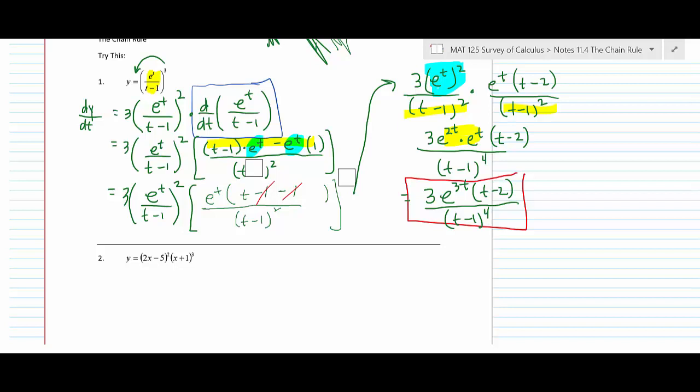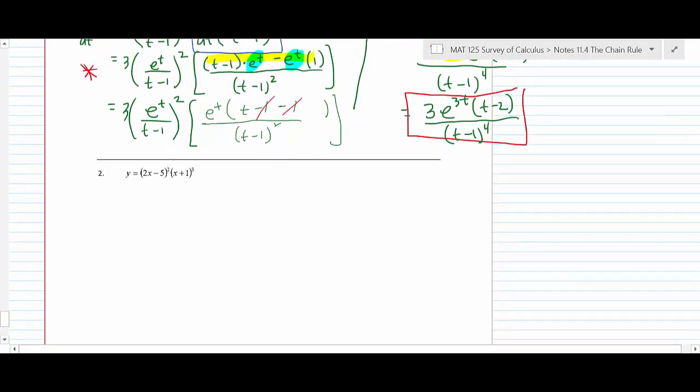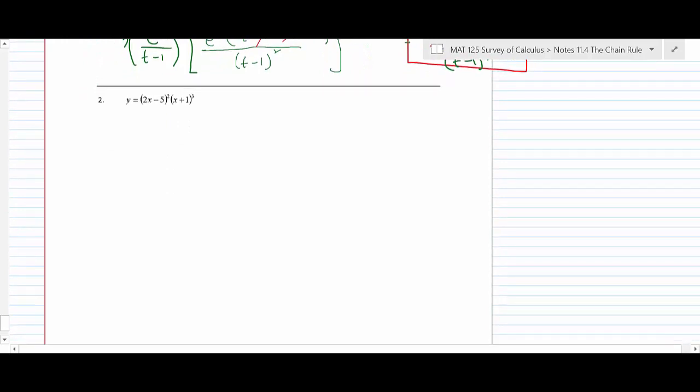Okay, because you don't want to just stop at that calculus step. See, we were already done right there with the calculus. The rest of it's algebra. Okay, all right, let's do this next one. And I did one like this in the last class.